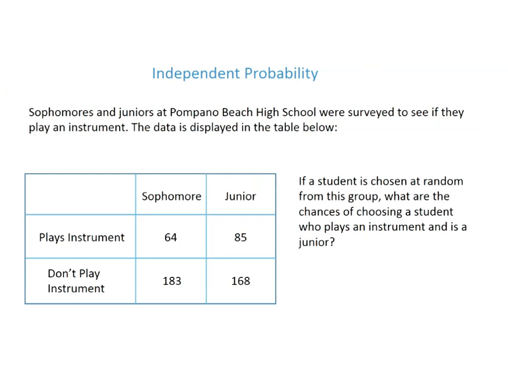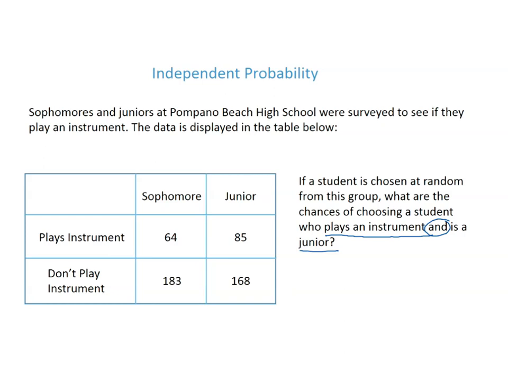Okay, sophomores and juniors at Pompano Beach High School were surveyed to see if they play an instrument, and the data is displayed in the table below. So here we have sophomores and juniors, and out of the sophomores, this many students play an instrument and this many don't, and out of the juniors, this many students play an instrument and this many don't. If a student is chosen at random from this group, what are the chances of choosing a student who plays an instrument and is a junior?